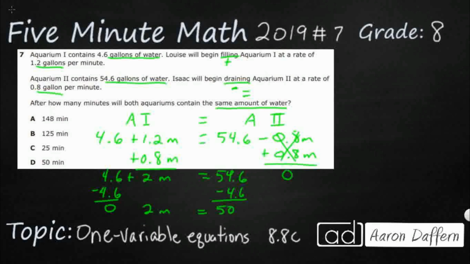All right, so we're almost there. It's 2 times M. So we just need to divide both sides by 2. So 2 divided by 2 leaves you with 1. So that's just M equals 50 over 2. We did all that work, we got decimals and everything, and it's just 25. So M is going to equal 25. In 25 minutes, you have the exact same amount of water in aquarium 1 and aquarium 2. So there is our answer, C.